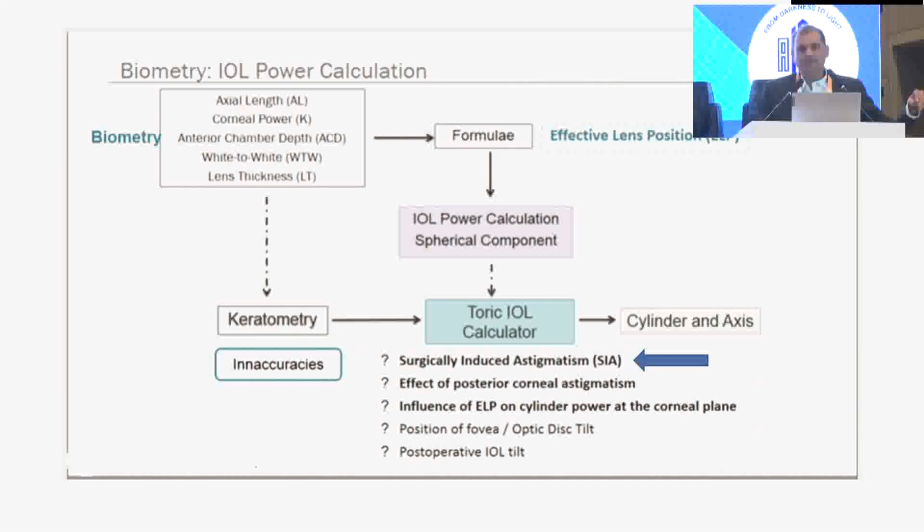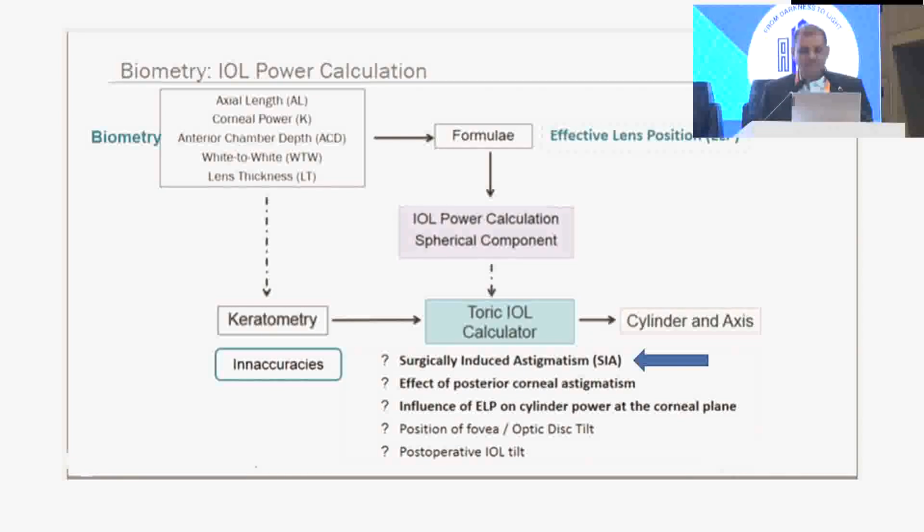When we go for any toric calculator, it usually has 2 components. The first component is a spherical component, and usually we derive that from our spherical formulas, like the 3rd generation or advanced IOL power calculation formulas. The second component of the toric calculator is keratometry, which tells us which model of toric implant to put in and the axis of implantation.